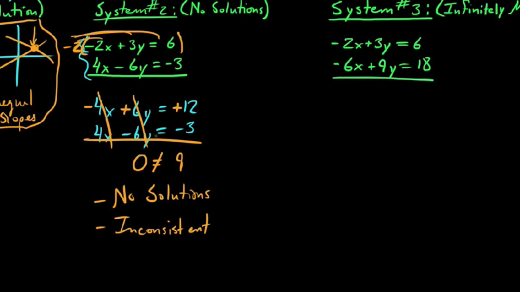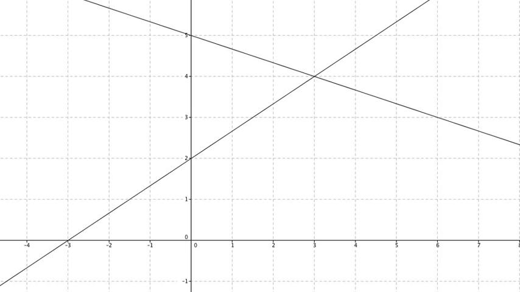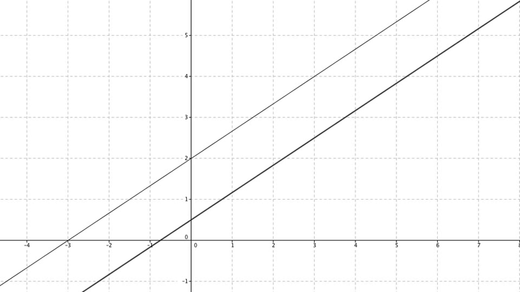And the last thing is this. If we were to graph both of these equations, going back over here to GeoGebra, we take out this second constraint. That's easy to do. And let's drop in the second constraint on this system, which was a positive 4x minus 6y equal to, I believe I had negative 3. You see that we have two parallel lines.